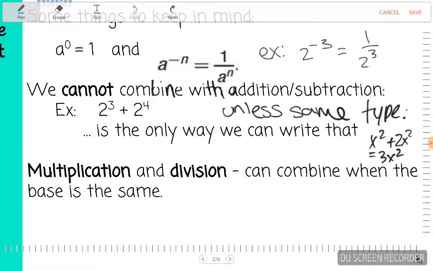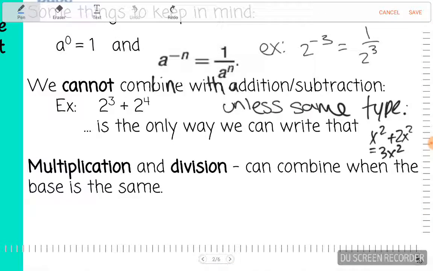Another thing to remember is that we cannot combine with addition and subtraction. Like 2 to the third plus 2 to the 7th, I can't combine that, unless we have the same variable and the same exponent. So if I had x squared plus 2x squared, I could write that as 3x squared. Last thing on this slide is that even though we can't combine with addition and subtraction, we can combine with multiplication and division if the base is the same. Like if we had 2 to the third times 2 to the 4th, then we can combine, and we'll see how to do that on the next slide.